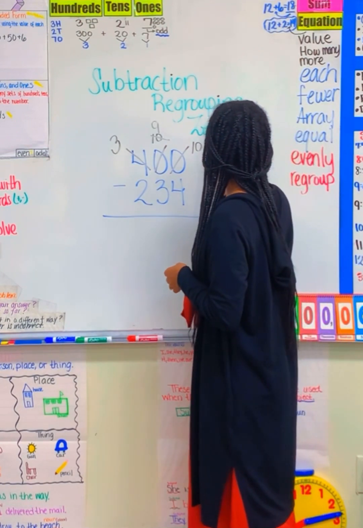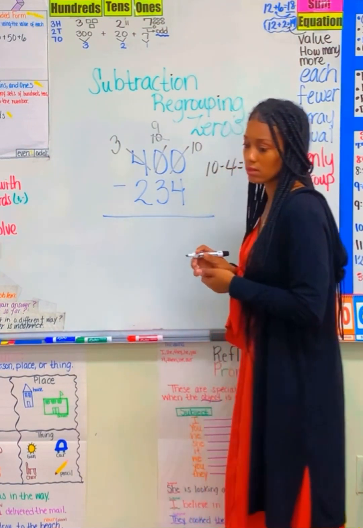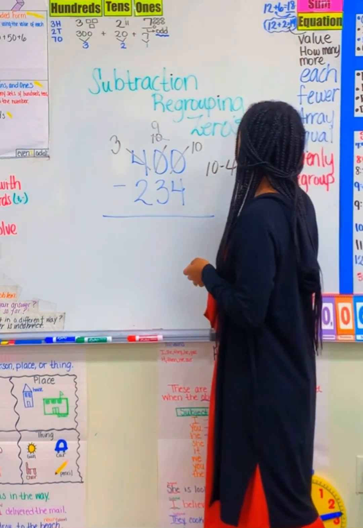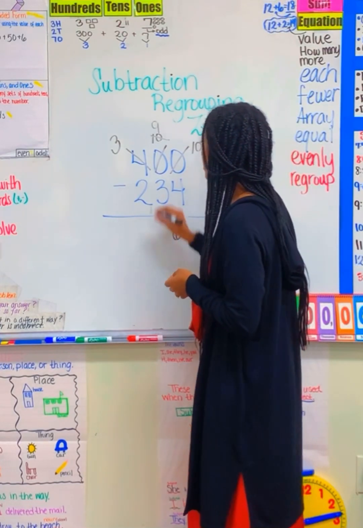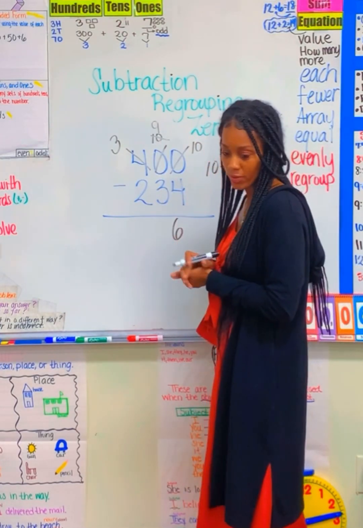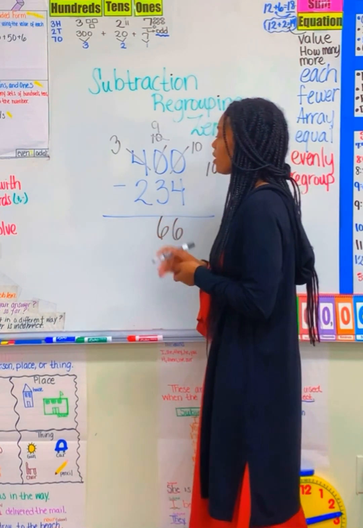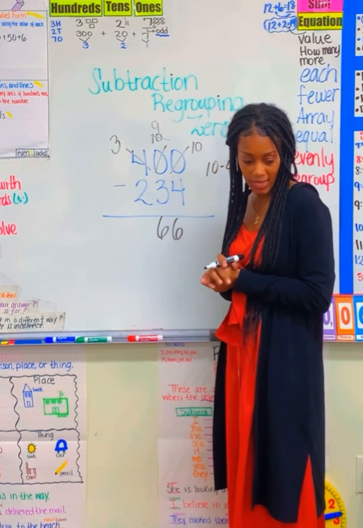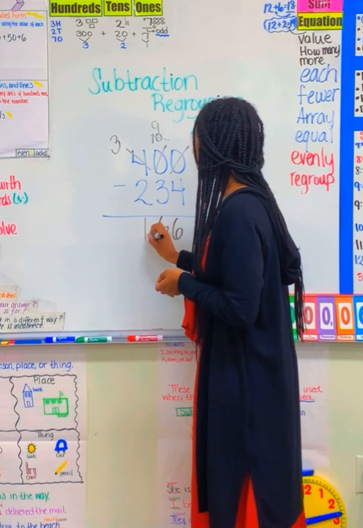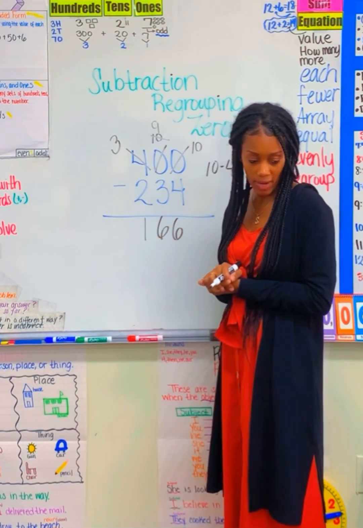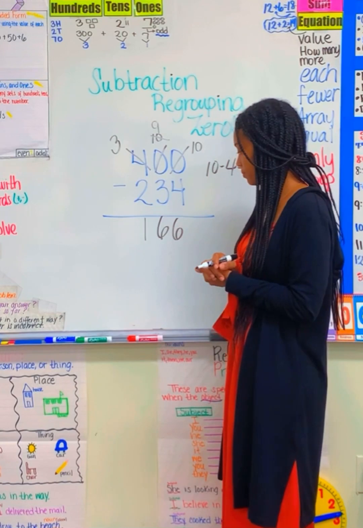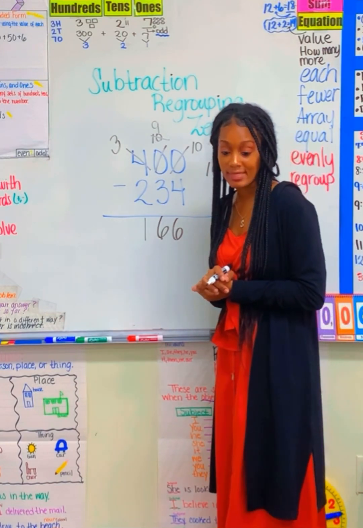So what is 10 minus 4, class? 6. So I put my 6 here. What is 9 minus 3, class? 6. So I put my 6 here. What is 3 minus 2, class? 1. So what is the difference in this equation? 166.